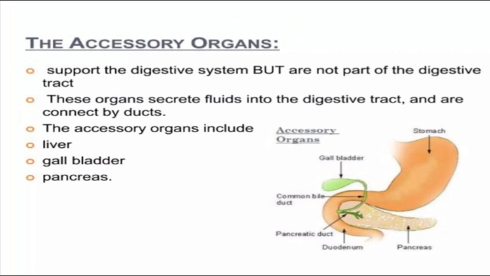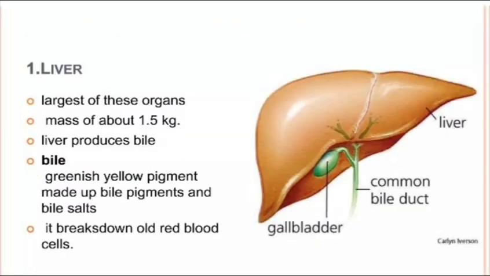Accessory organs. They support the digestive system but are not a part of the digestive tract. These organs secrete fluids into the digestive tract and are connected by ducts. The accessory organs include the liver, gallbladder, and pancreas.